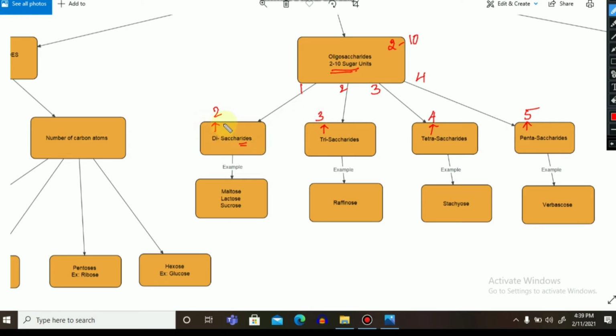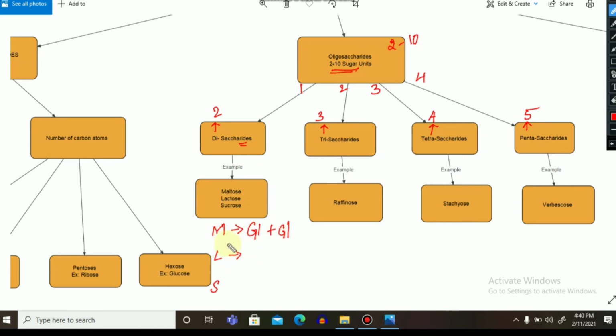So two sugar units are combining together, and in case of trisaccharides, 3 sugar units are combining together, tetra 4 sugar units, penta 5 sugar units are combining together. Now let us take an example. So I have taken maltose, let me write it as M, and then lactose and sucrose. If you're taking maltose, it is a disaccharide. That means two sugar units have combined together. So what are the two sugar units? Glucose plus glucose. Two glucose sugar units have combined to give maltose.